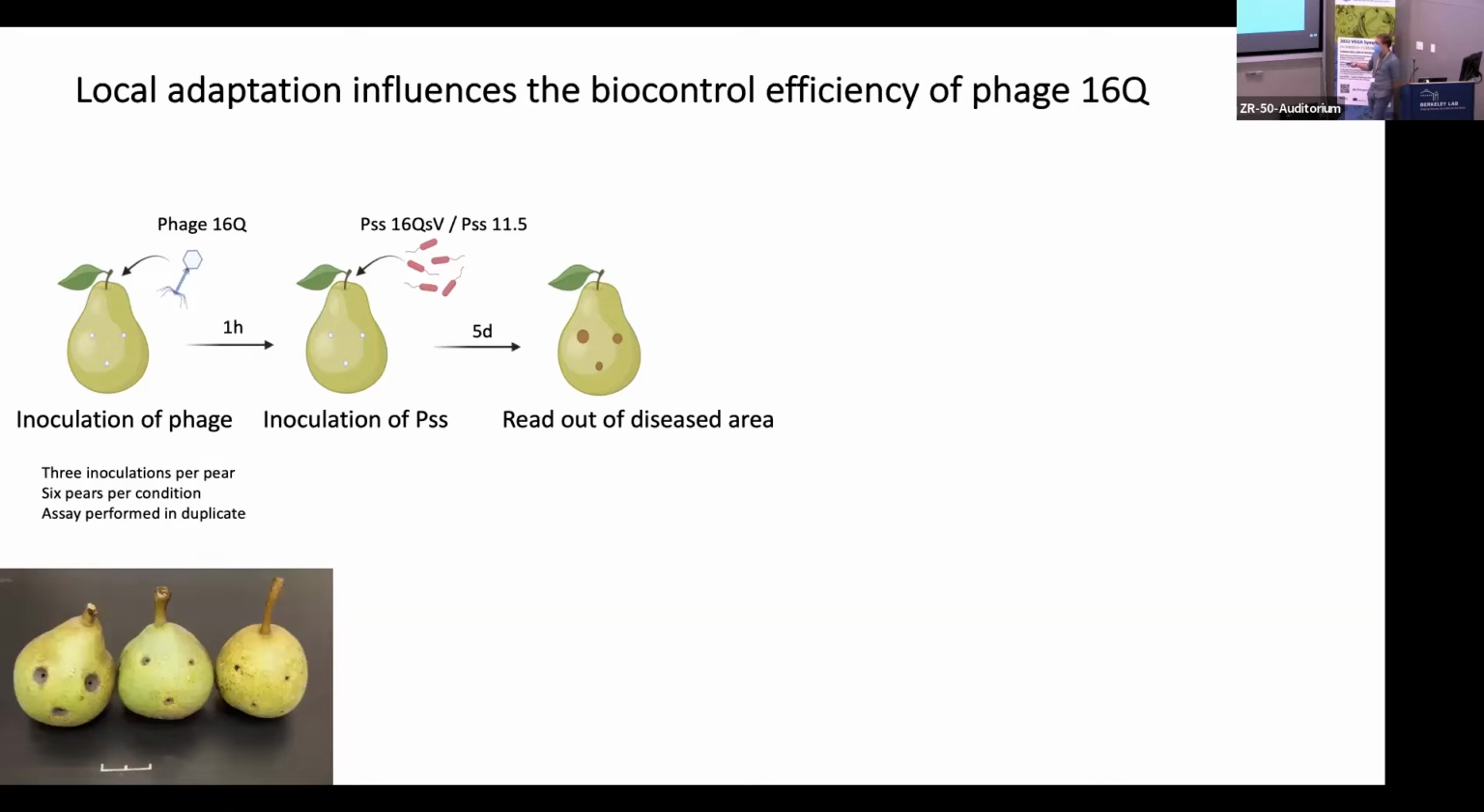And how does this look in real life? These are the pears that we have. These are the ones with the bacteria. These are our negative control with our buffer condition, and this is a combination with a phage.